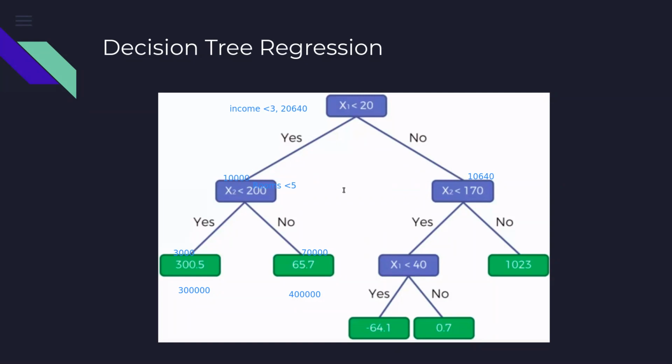And what in the backend the algorithm is doing is that it will try out different criteria, and then it will see which one is giving me the most accurate result. Okay. So that's how the decision tree functions.